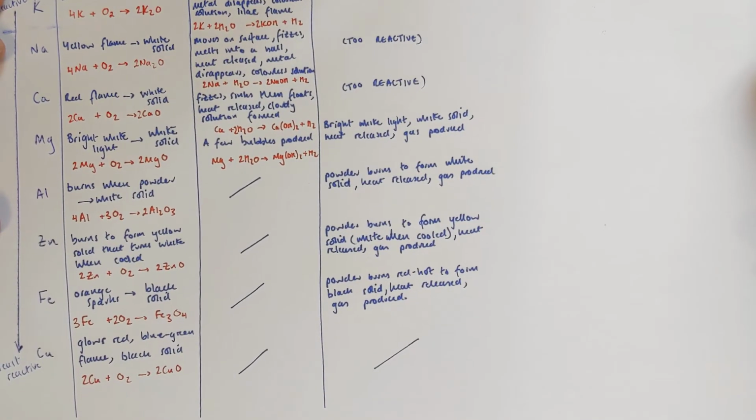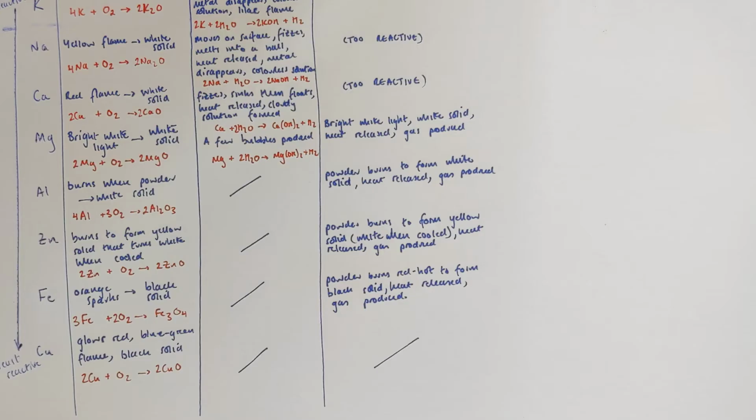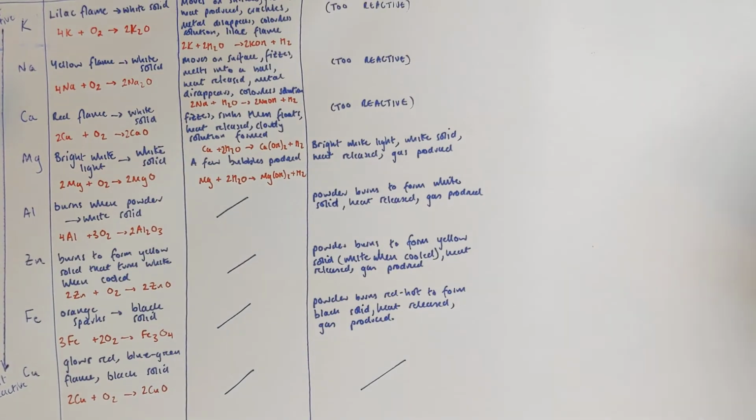Once again, we find copper isn't quite reactive enough to do the reaction with steam. The observations for magnesium are white light, white solid produced, heat released, gas produced. Aluminium is similar: powder burns to form a white solid, heat released and gas produced. For zinc, the powder burns to form a yellow solid that turns white when cooled, heat released and gas produced. And finally for iron, the powder burns red hot to form a black solid, heat is released and gas is produced.